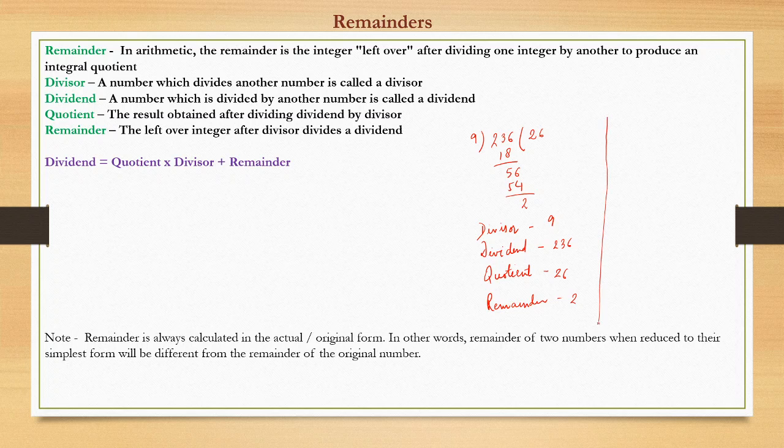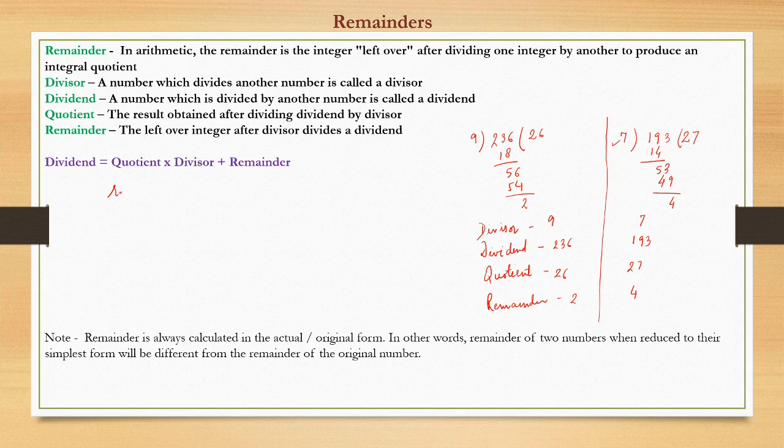Similarly, we will take another example just for revision's sake. Say 7 dividing 193. So here it becomes 7 twos are 14, 5 will be carried over, then 3 will come down. This is 7 sevens are 49, remainder is 4. In this case the divisor is 7, the dividend is 193, the quotient is 27, and the remainder is 4. One thing for sure, the remainder is always going to be lesser than the divisor.